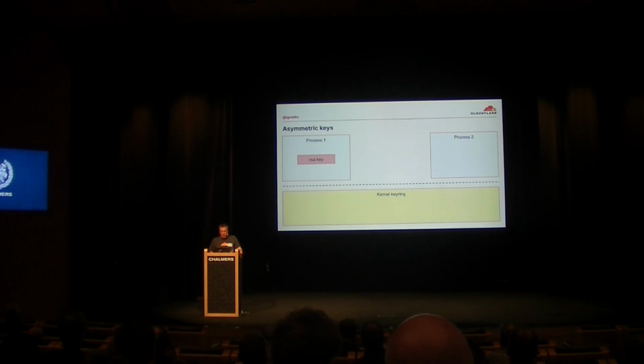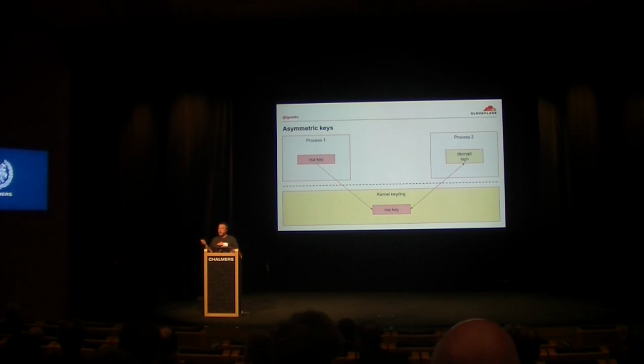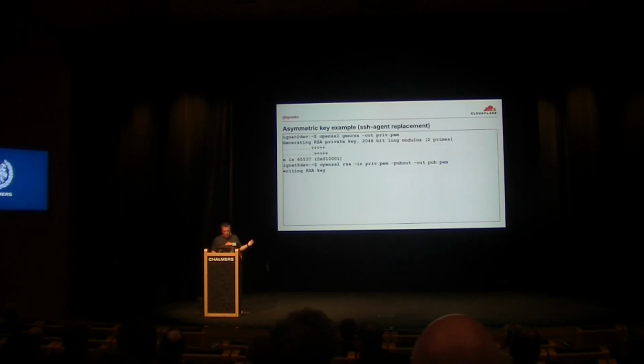There are also asymmetric keys. So imagine you have an RSA key, right? You can put it into the kernel, and instead of reading it back, if you have appropriate permission, what you can do is actually decrypt or sign data. So this kind of turns your kernel into a software HSM or YubiKey thingy, where you can have one process distributing keys to the kernel and another consuming process just using the key without even needing to see the cryptographic material underneath. So here is an example.